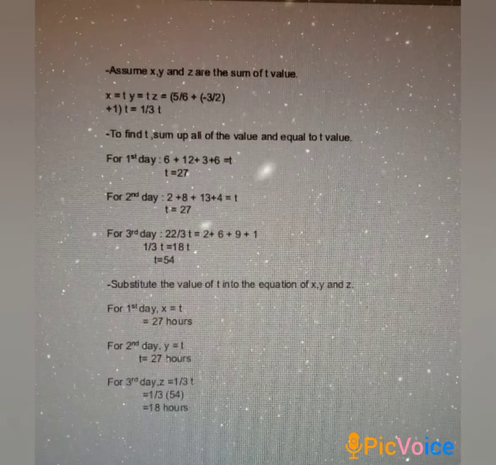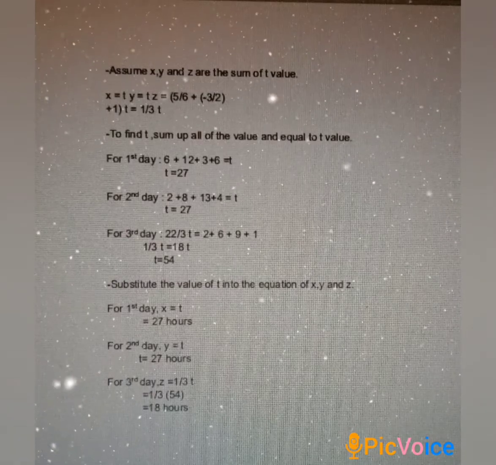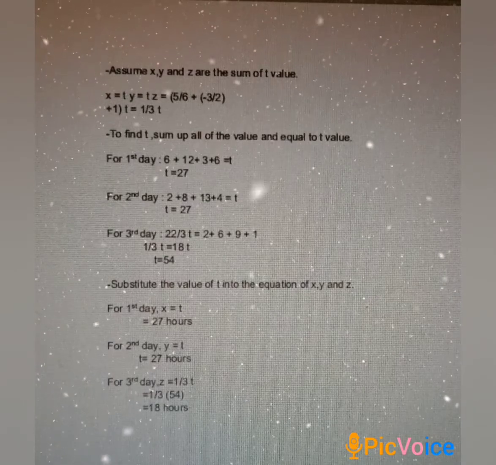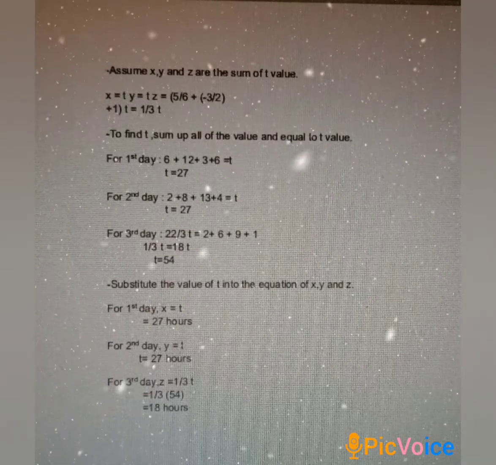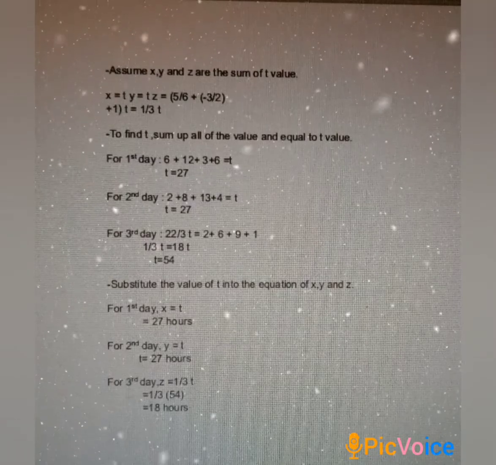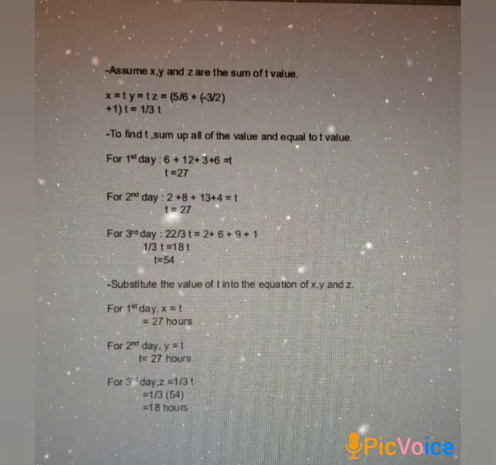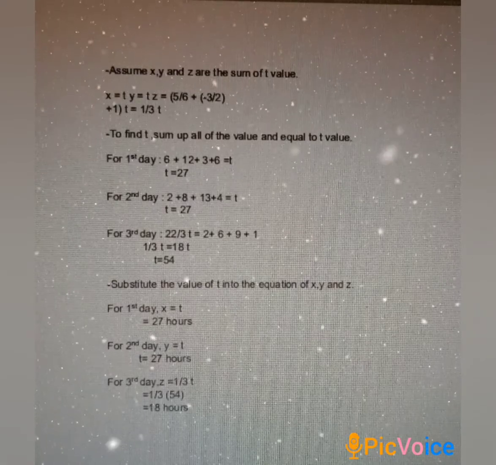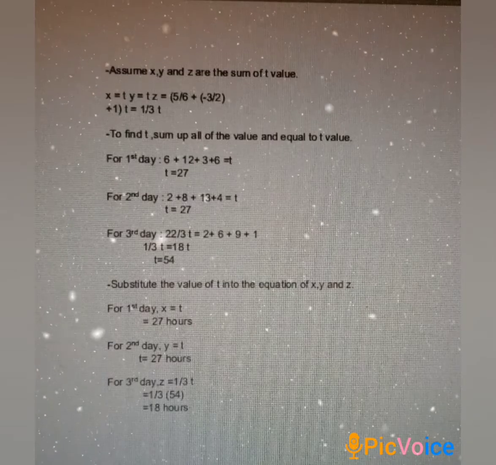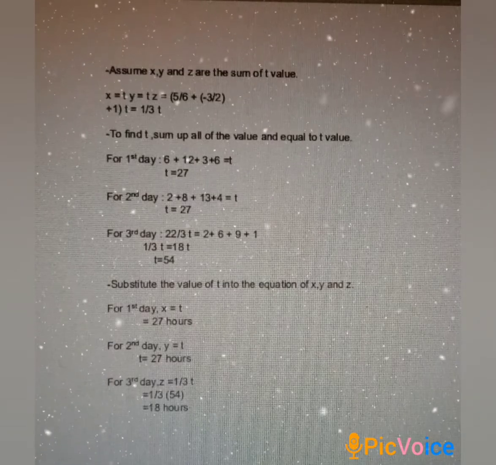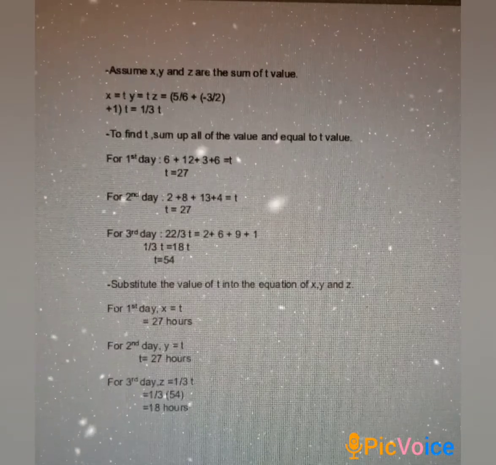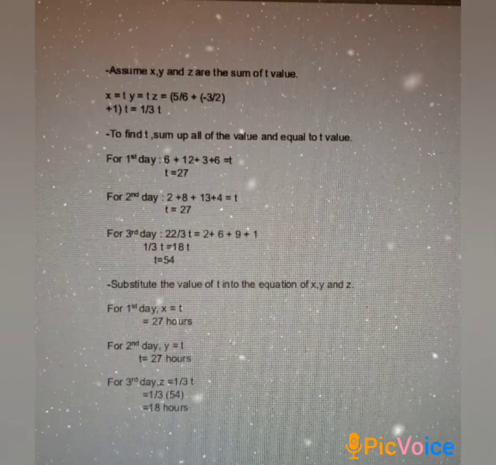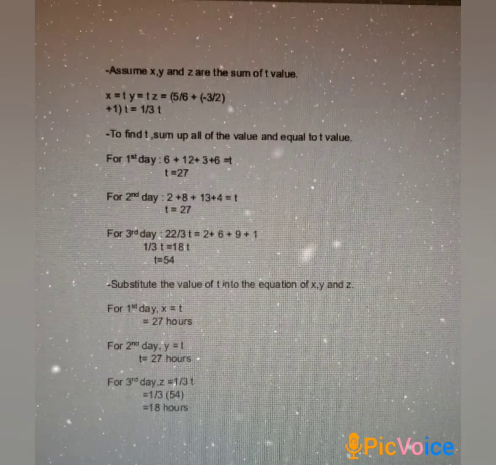Assume x, y, and z are the sum of t value. x equals t, y equals t, because x and y only have a value of 1. Meanwhile, z equals 5 over 6 plus negative 3 over 2 plus 1t, equals 1 over 3t. To find t, sum up all of the values and equal to t value. For first day, 6 plus 12 plus 3 plus 6 equals t. This is from column 1. So t equals 27.